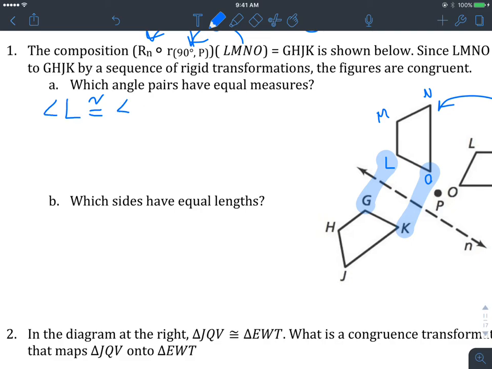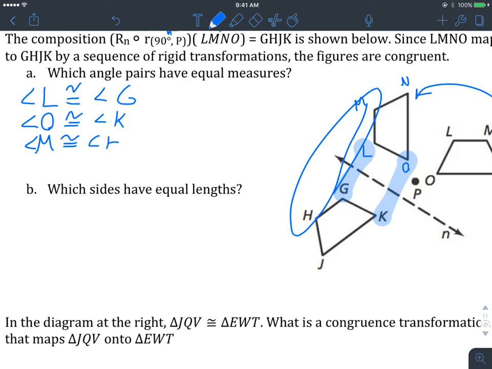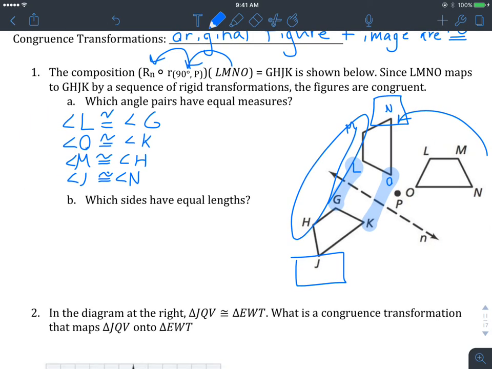Angle K is congruent to angle G. And then, all right, let's go in the right order here. So angle O is congruent to angle K. So that means this M and H are going to be congruent. So I'll say angle M is congruent to angle H. And then that means that this last angle, J and N, are going to be congruent. So there you go. There's your congruent angles.